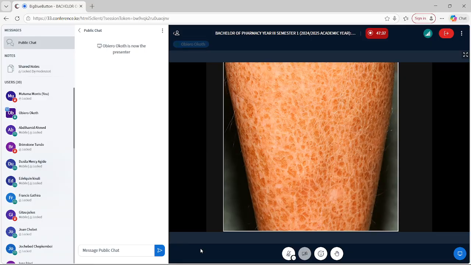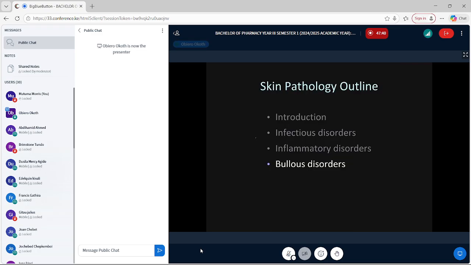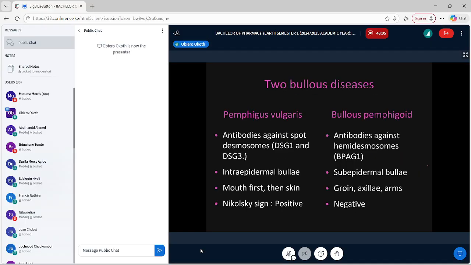It's much more than just dry skin. When we talk about bullous disorder, this is a disorder that forms blisters. A small blister that's less than 5 millimeters is called a vesicle. If it is more than 5 millimeters, it is a blister, but we call it a bulla. There are so many bullous disorders, so the easiest way to explain them is to choose two.